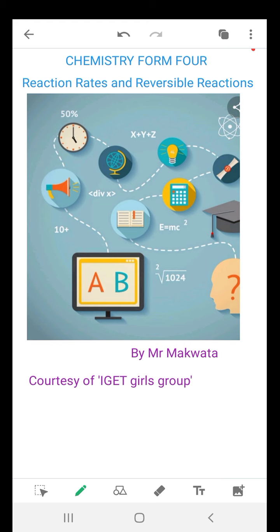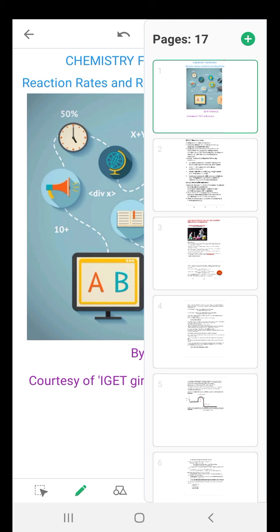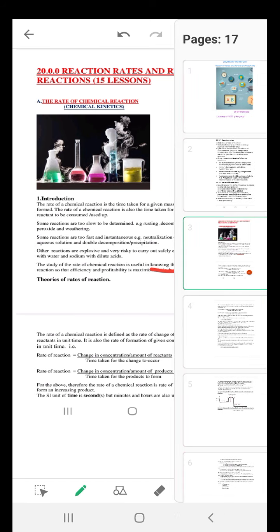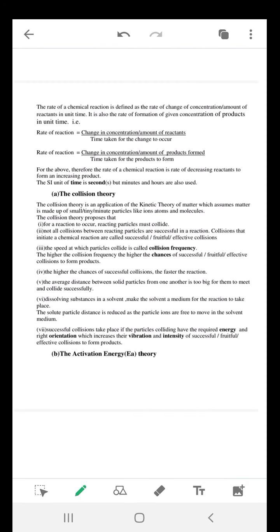Yesterday, we were looking at reaction rates and reversible reactions. So we looked at some reaction rates. We started with defining what reaction rate means. Then we looked at theories of the reaction rate, where we said there are two theories, that is the collision theory and the activation energy theory.